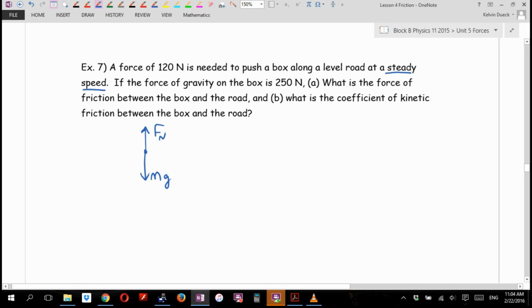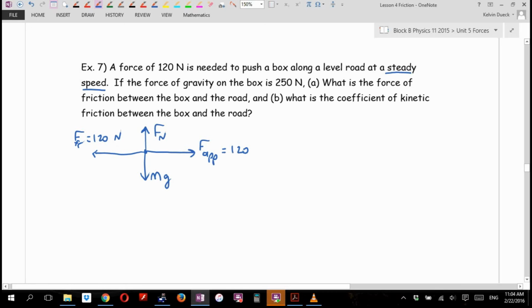What else? Well, it says that we're pushing. How hard are we pushing? So I'm going to go F applied equals 120 newtons. What else? Which way? Bigger, smaller, or the same size as 120? Why the same size in this unusual case? Steady speed. If I hadn't said that, I would totally agree with you. But the fact that it says that, I can actually say friction also equals 120 newtons.